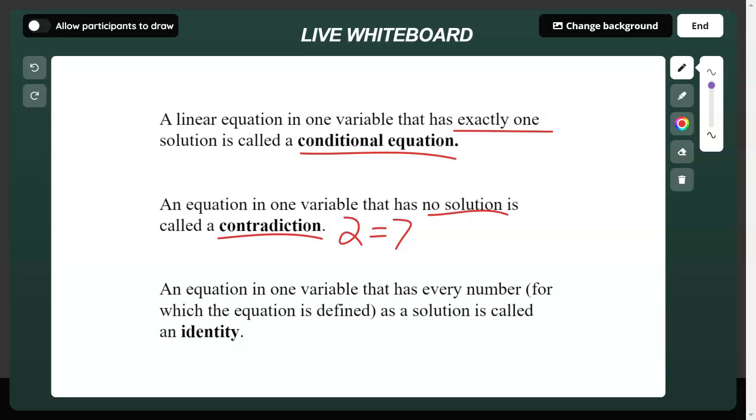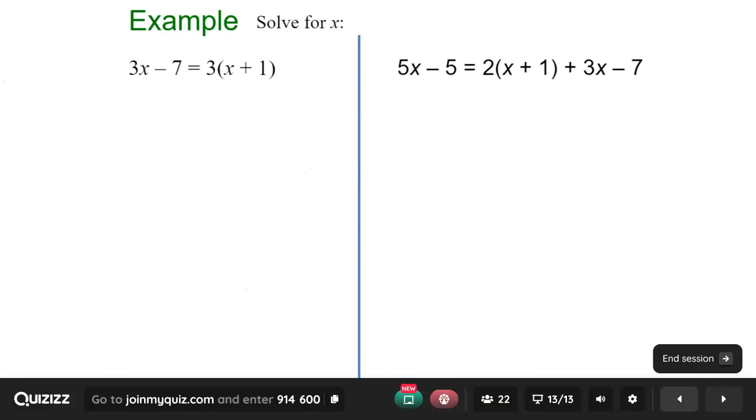And the last one is called an identity, in which we have every solution. And when we have an identity, what's going to happen is we usually end up with a statement that's always true, such as 2 equals 2. Well, yeah, no duh, it's the same. 2 is always going to equal 2. Doesn't matter what number we plug in for our variable. Or maybe even I have 2x equals 2x. It's always going to be true no matter what number I plug in for x. I will always get a true statement. That is an identity. Okay? So let's look at a couple examples. One will be a contradiction and one will be an identity.